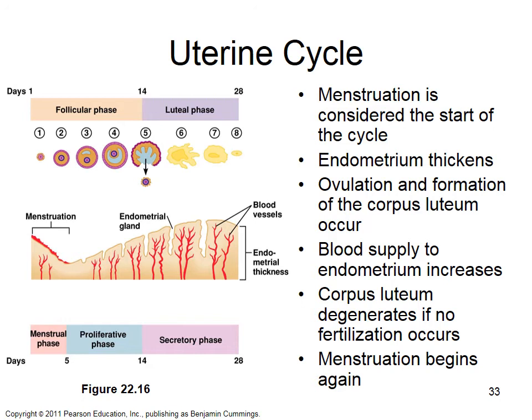If the corpus luteum degenerates because there's no implantation, blood supply is going to be cut off because you're going to have a decrease in estrogen and progesterone, and then that's going to lead to menstruation.